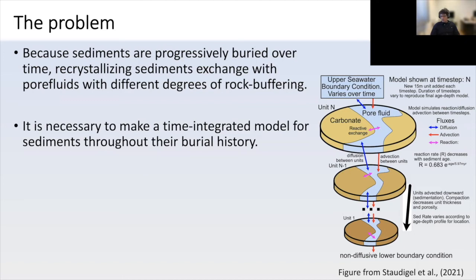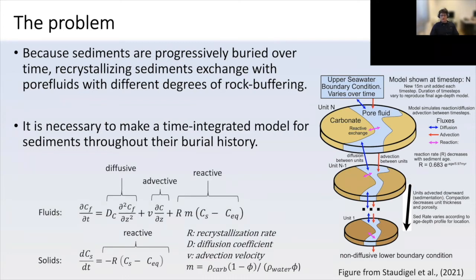And so this is a cartoon from a previous paper, which I published. This sort of highlights how this model is put together. But ultimately what this model is designed to do is to satisfy these two equations, where you have some concentration of some element, in this case that's C, in the fluids and solids. And the change of it over time is proportional to, in the fluids, a diffusive term, an advective term, and a reactive term. Whereas the solids are only affected by the reactive term, which is due to exchange with sediments.